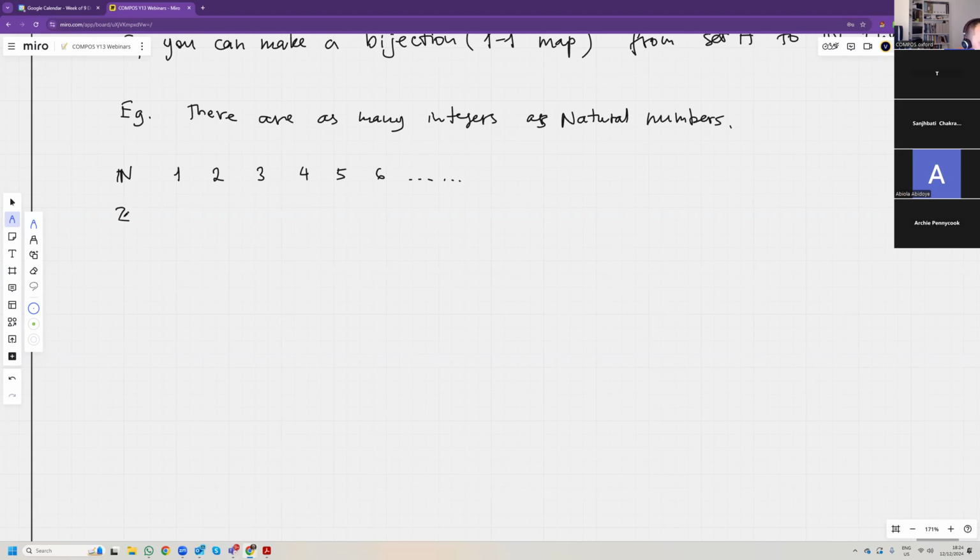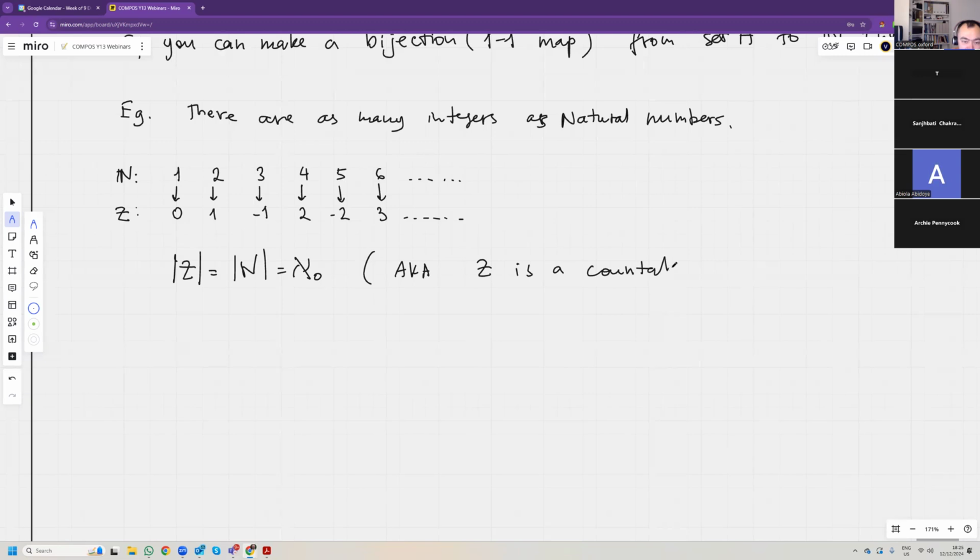Okay, so the integers are 0, minus 0, 1, minus 1, 2, minus 2, 3, etc. So you can make a one-to-one map between the set of natural numbers and the set of integers. Therefore, the cardinality of the integers is equal to the cardinality of the natural numbers, which is Aleph naught, which basically means Z is a countable set.